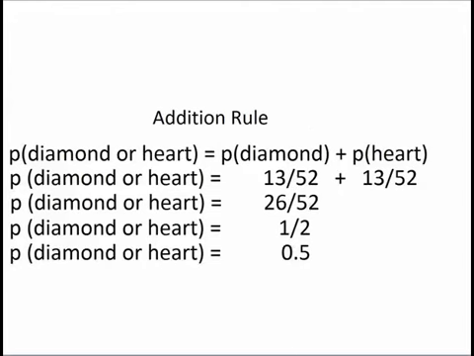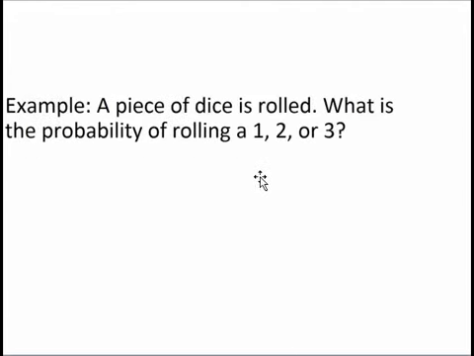Now let's go over another example. In this example, we'll use the addition rule for the probability of 3 events. We'll use the addition rule to find the probability of getting a 1, a 2, or a 3 when a die is rolled. The addition rule can be used here because these 3 events are mutually exclusive. When you roll a die, you can get a 1, a 2, or a 3, but you can't get any of these events together. None of these events can happen at the same time.